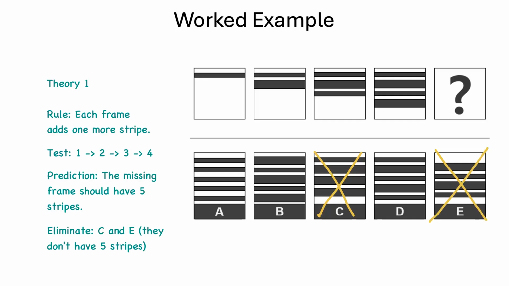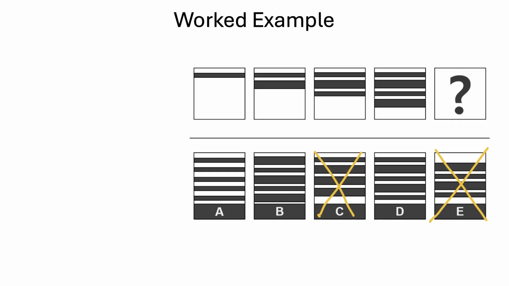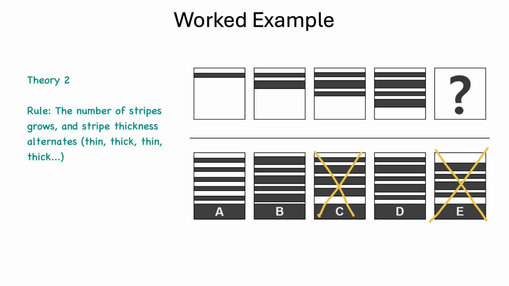So we can eliminate these as answer options, but we find that we still have 3 potential answer options. We don't have only one possibility. So therefore, we know we need to refine the rule, and we can start by defining a new rule for theory 2. So for theory 2, we can write the rule: the number of stripes grows and stripe thickness alternates.